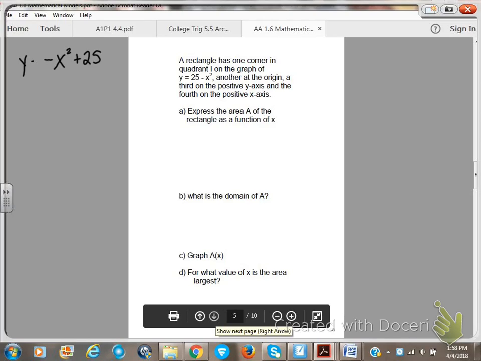So if you think about transformations, what has that done to your parabola? Flips it. And what else? Moves it up 25. Yes. Okay, so in this case, your parabola looks like 5, 10, 15, 20, 25, and then it's opening down. What would the x-intercepts for that parabola be?